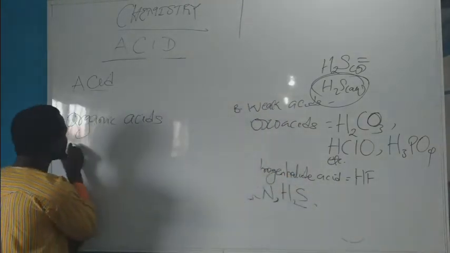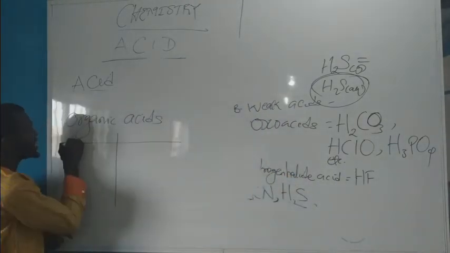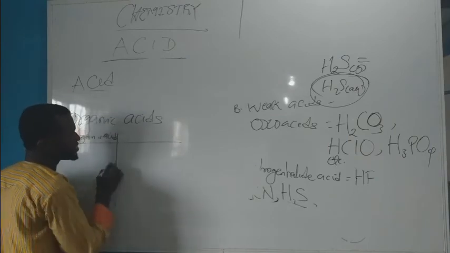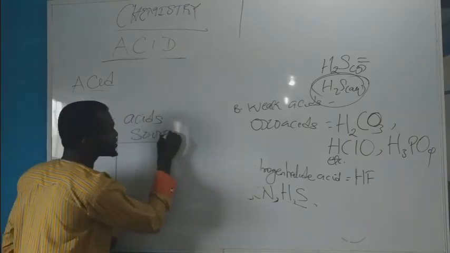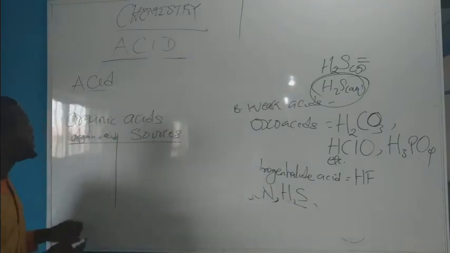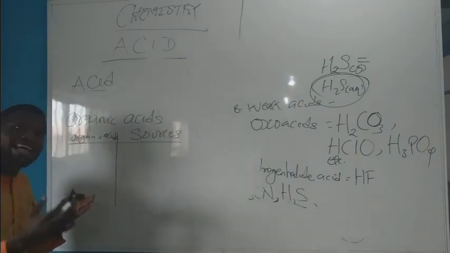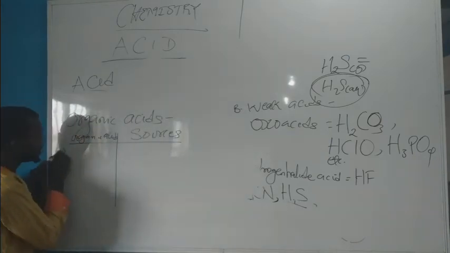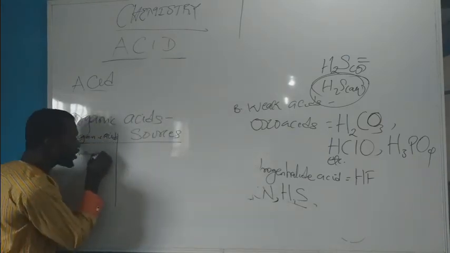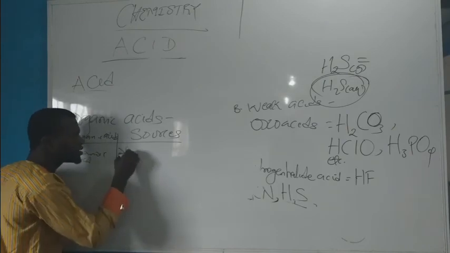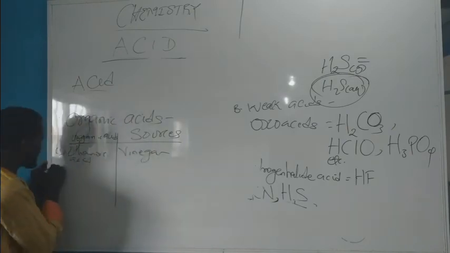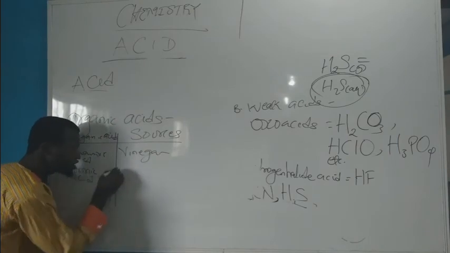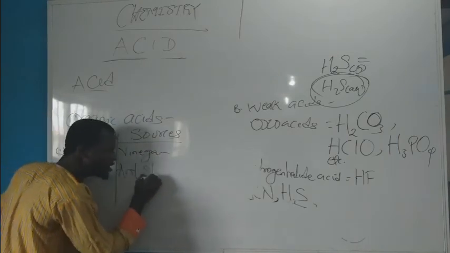Now here we look at the different classes of organic acid and their respective what? Sources. Organic acids and what? Sources. Remember, we are talking about the types of acid. So organic acids, we have the first one, which is ethanoic acid. Ethanoic acid is gotten from what? Vinegar. Then we have formic acid. Formic acid is gotten from ant sting.